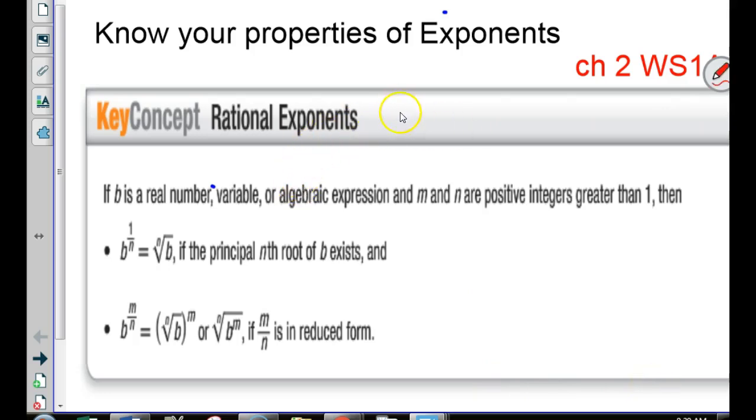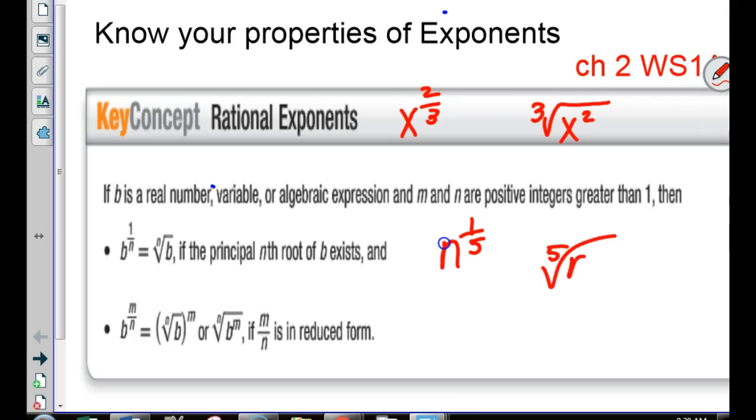If you have a rational exponent like 2 to the 3rd, does anybody remember what the top number does and what the bottom number does? Yes. Okay. So this is a cube root of x squared. Good job. All right. So here it says if you just have like n to the 1/5, it just means the 5th root of n. That's what this one says.